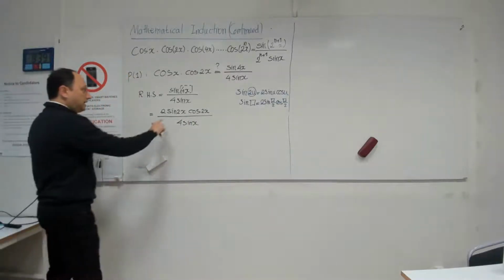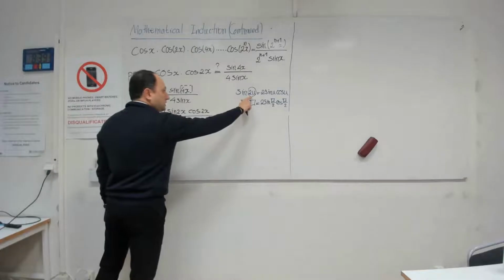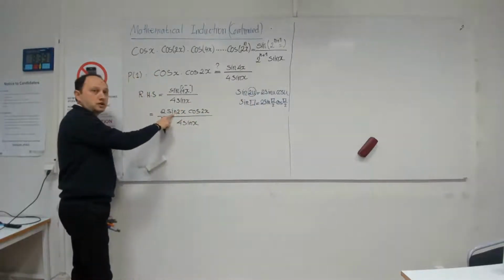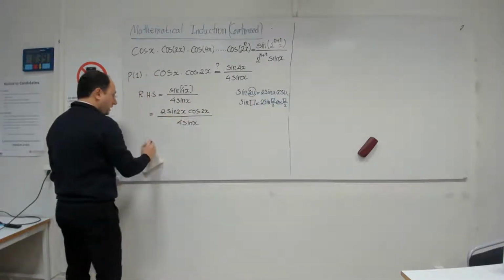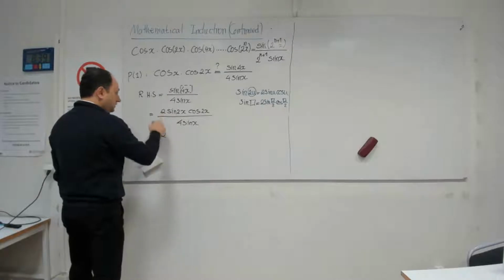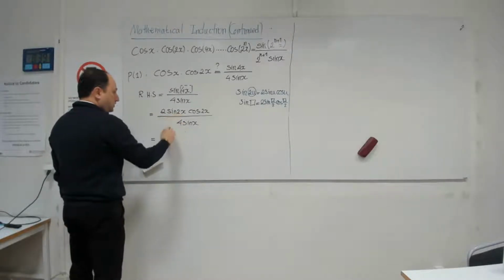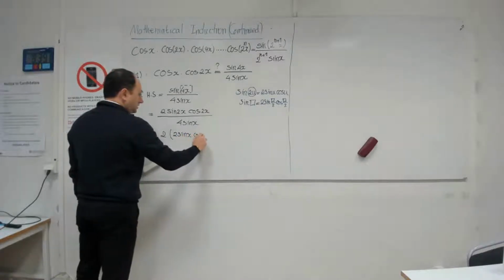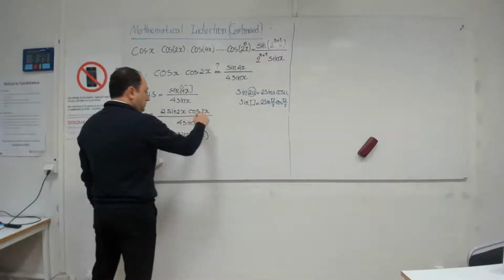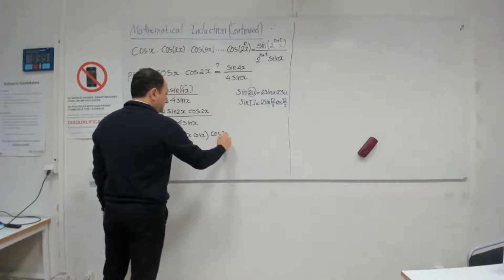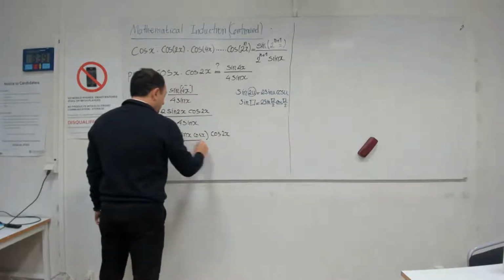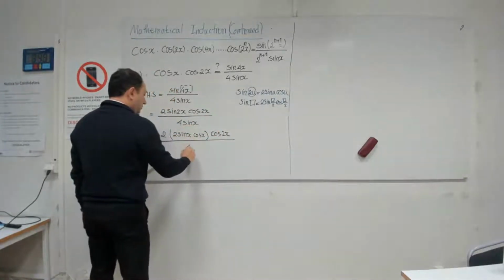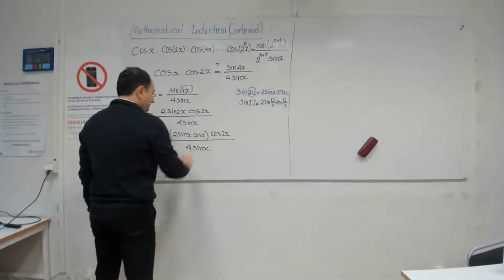And now, I can use this formula once more for sine 2x. Yes? So what happens? There is a 2 here. Instead of sine 2x, I write 2 sine x cosine x. And then I have a cosine 2x here. And then here, I have divided by 4 sine x.